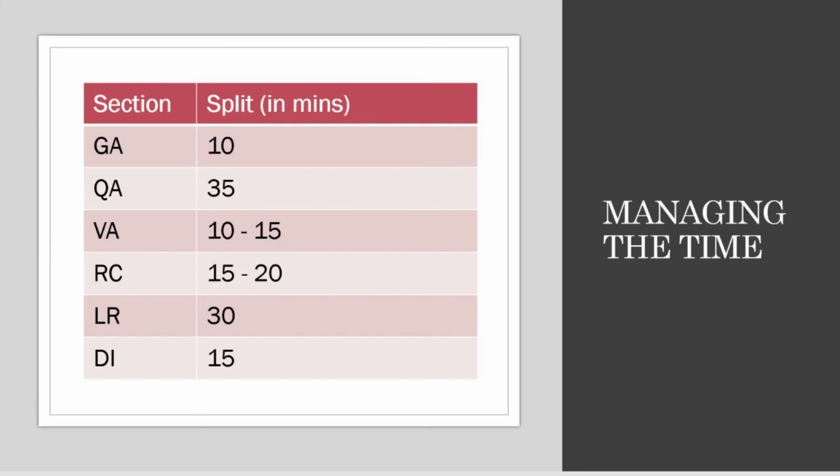After you do either the QA or the VA, one of them, I would want you to go to RC, because RC is where you're going to spend time and RC is where you're going to score. RC is where you are going to get the questions correct, because it's all factual, it's all there, answers are given in the passage, you just have to pull it out and put it there.